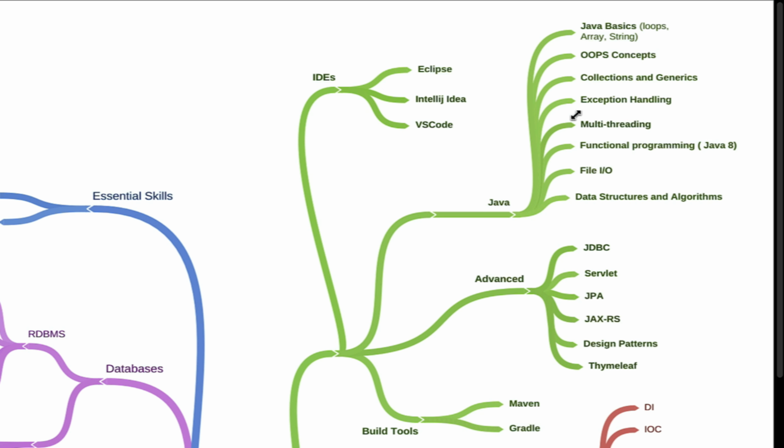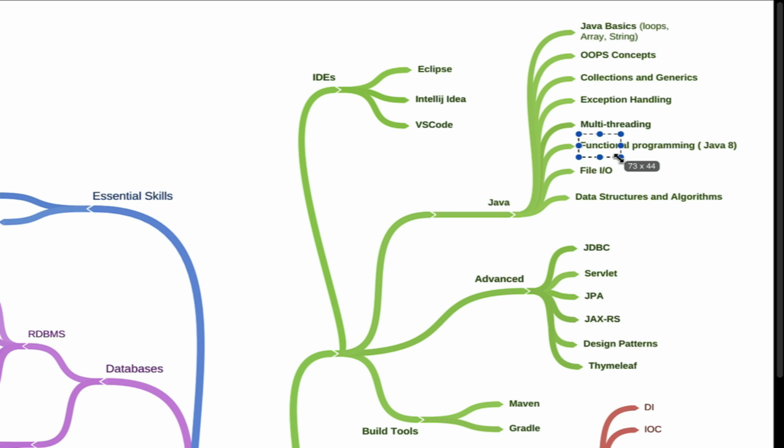And next you need to learn multi-threading. Multi-threading is a very important concept in Java. If you want to improve the performance of your program or your application, you have to use multi-threading. Go ahead and learn how to create threads using the Thread class and Runnable interface, how to communicate between threads, and how to kill a thread. So go ahead and learn all these basic threading concepts.